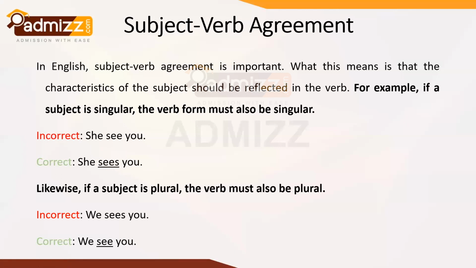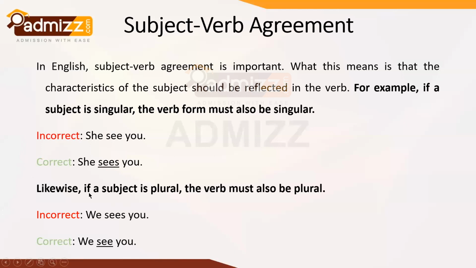Basically, as a rule of thumb, keep this in your mind: when you add s to the end of a particular verb, or es in some cases, then that verb becomes singular. So for instance, see in and of itself is a plural verb, but when you add an s at its end, then it becomes a singular verb. And that is the correct sentence. She sees you. This is grammatically correct.